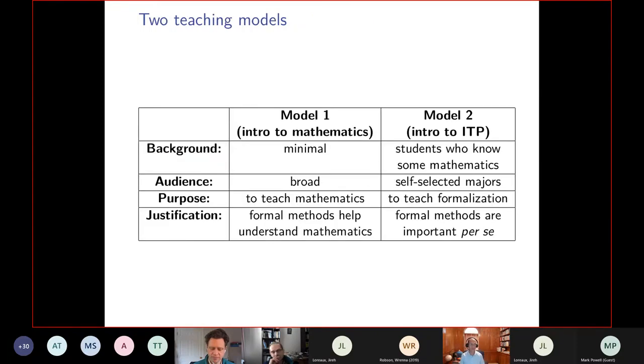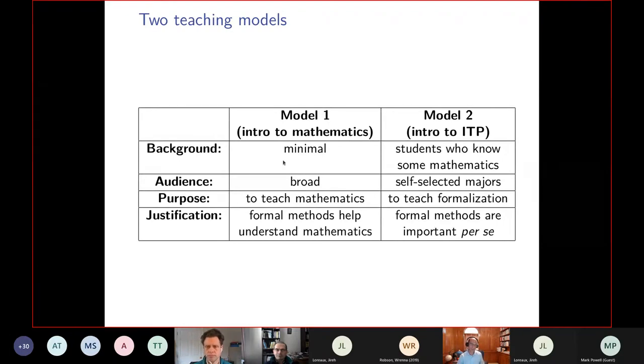Model 1 is you use Lean in an introduction to mathematics, and the other one is you use Lean in an introduction specifically to formalization and interactive theorem proving. I just want to emphasize that these are two different things. If it's an introduction to mathematics, you don't have to assume students know mathematics. The goal is to teach them mathematics. Whereas when you teach interactive theorem proving, you can assume that they already know some.